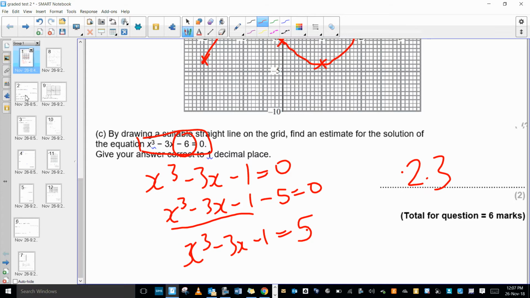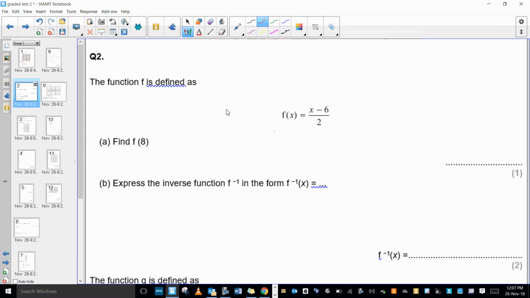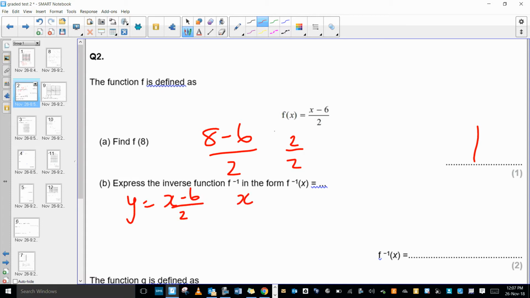Okay. And function f is defined as this, find f of 8, so you're just sticking 8 into there. So it's 2/2, which is 1. Find the inverse function. So we write y equals (x minus 6)/2. Switch your x and y. So that's 2x equals y minus 6. 2x plus 6 equals y.